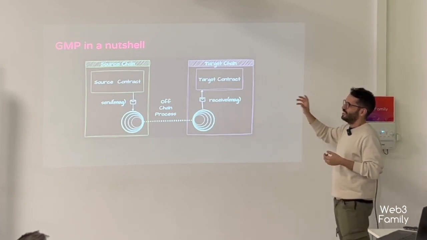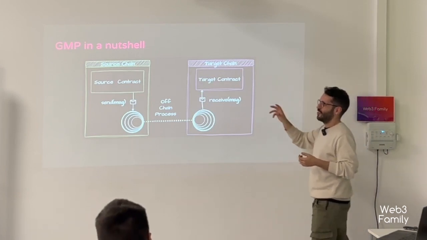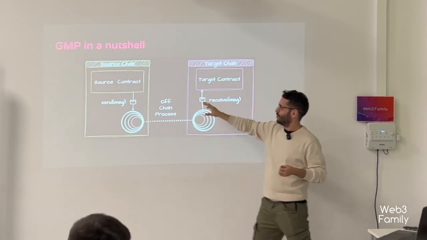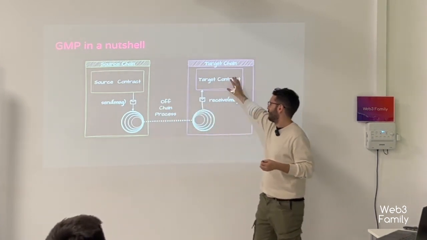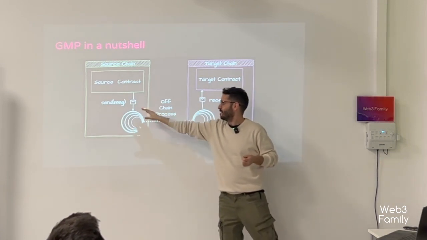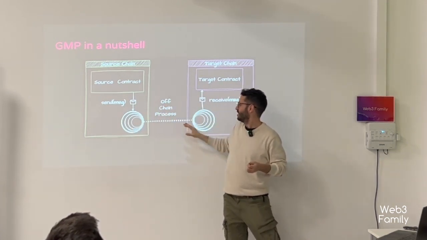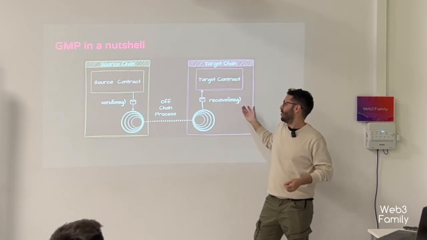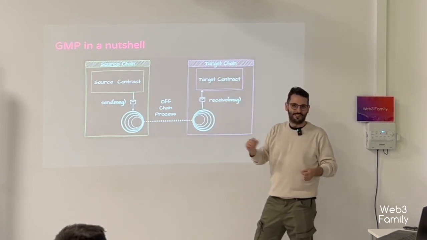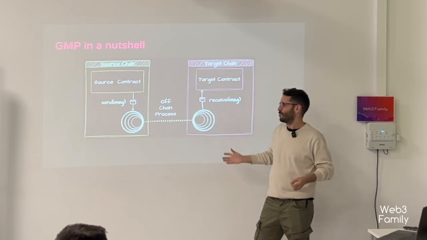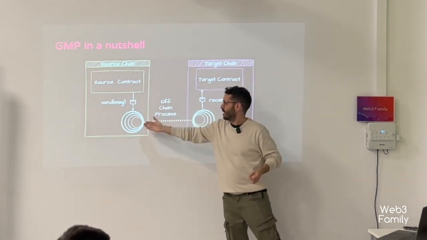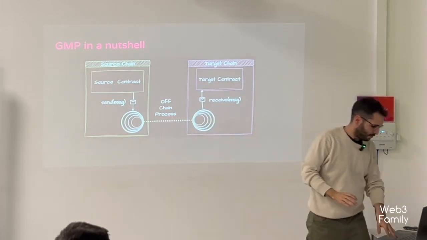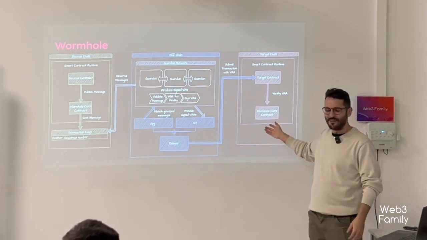So what is GMP? GMP is general message passing. And this is in a nutshell: you have one blockchain, you have another blockchain, you send a message, something happens here, and then the message is written to the other chain. Looks easy, looks nice, the concept is quite straightforward. I have Pepe, I want to send it, please send it to me, and I got it. That's pretty straightforward, okay? But this is how it really looks.